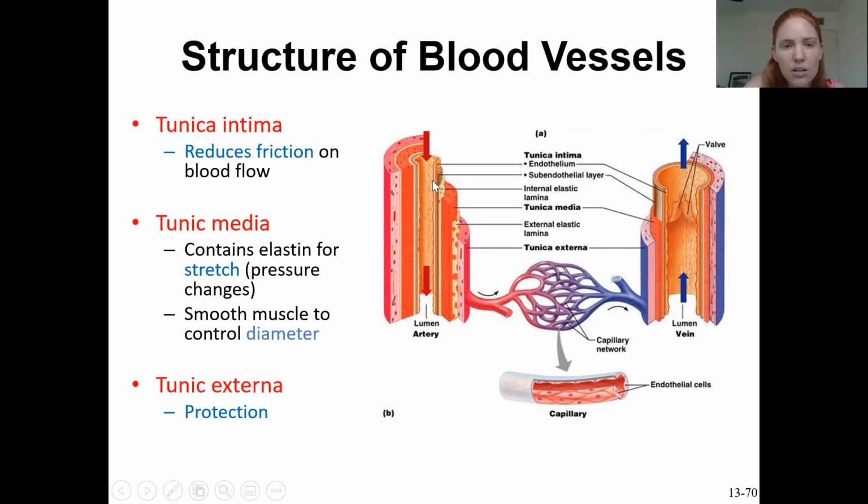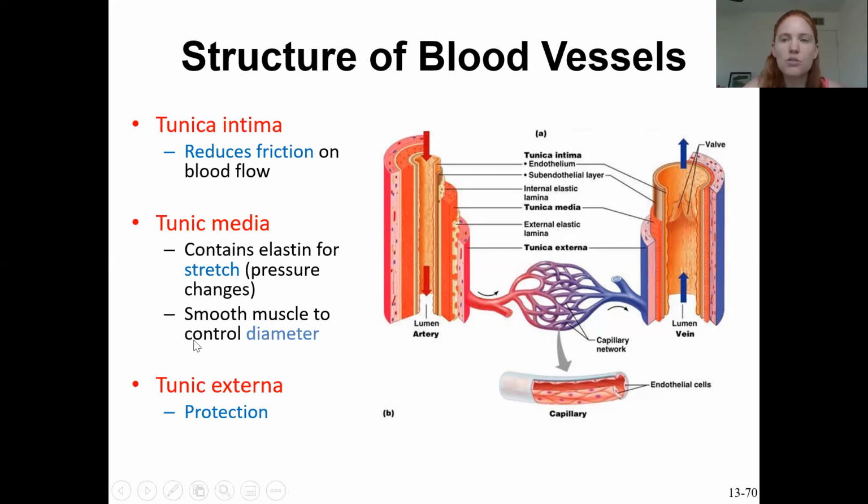And then in the middle here is the tunica media. Tunica media, there should be an A there, I don't know why there isn't. Tunica media, media as in medium, as in middle, okay? And in there, we have two different types of tissues. We have dense elastic connective tissue that is for stretching, okay, lots of changes in pressure so that the blood vessel can stretch as the blood is pumped into it.